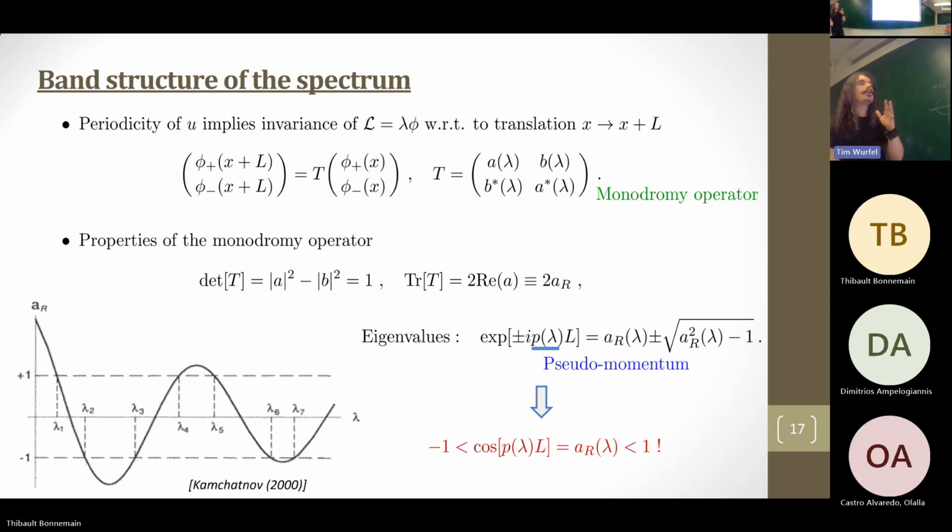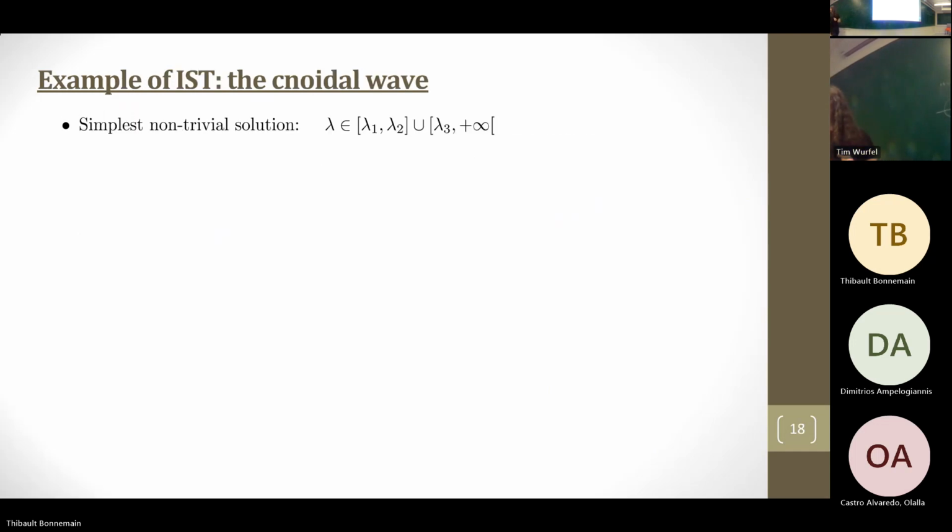So the potential U completely specifies the band structure of the spectrum, but you can also approach the problem from a different angle and ask yourself, given a specific band structure, what should U be? That's what we'll be doing now. The simplest example of a non-trivial solution corresponds to 2 bands, because if you take only a single semi-infinite band, it corresponds to a constant U. So that's not very interesting.